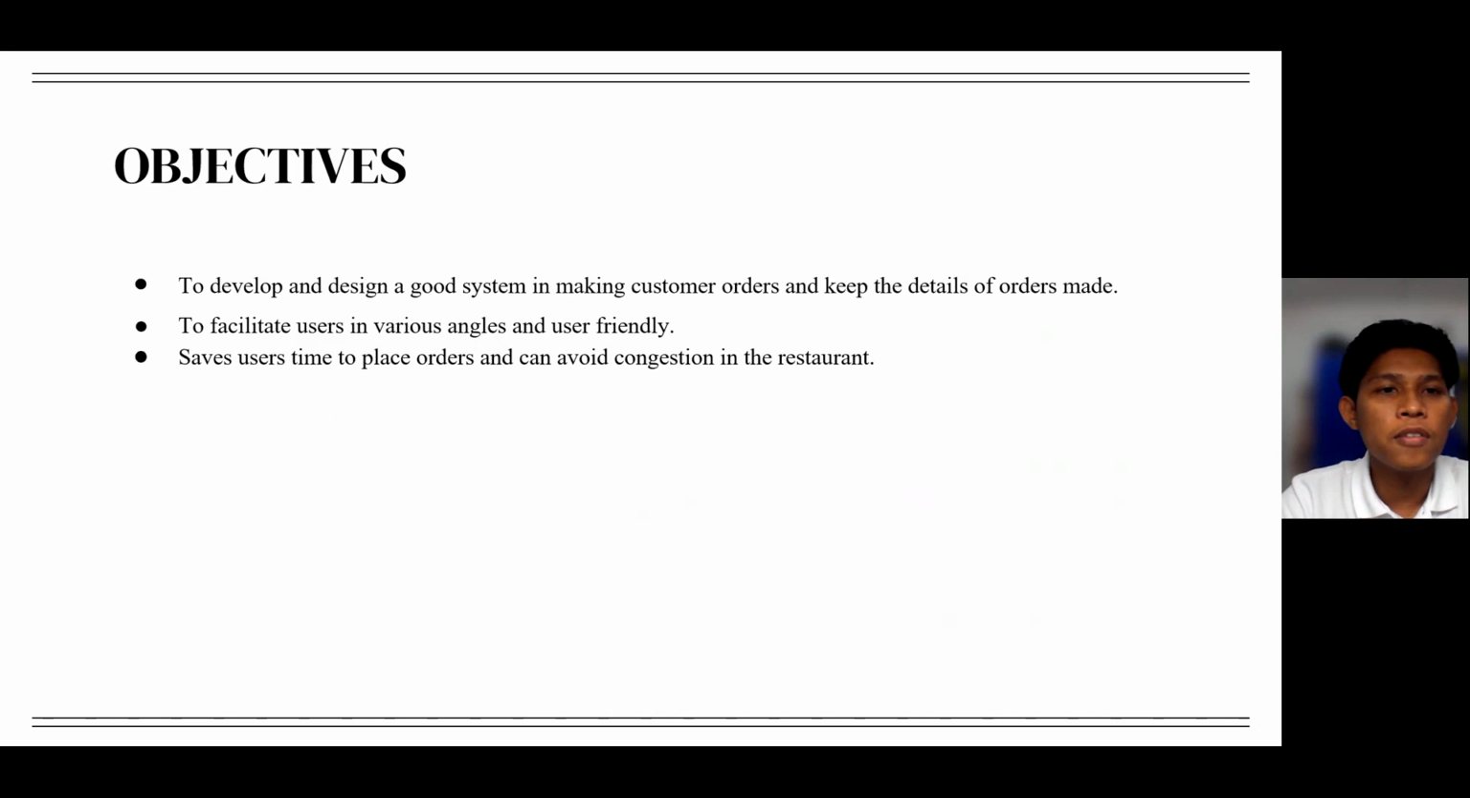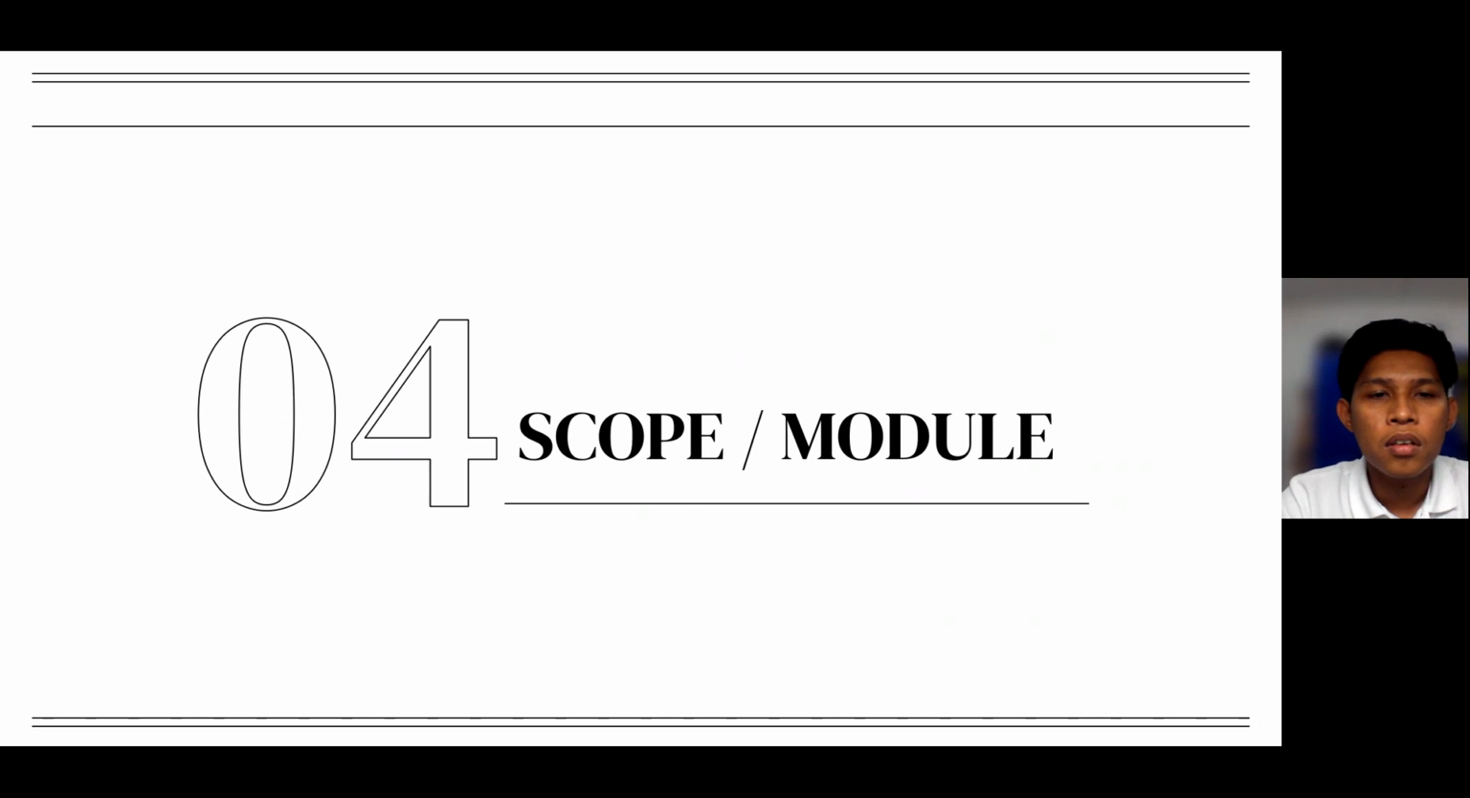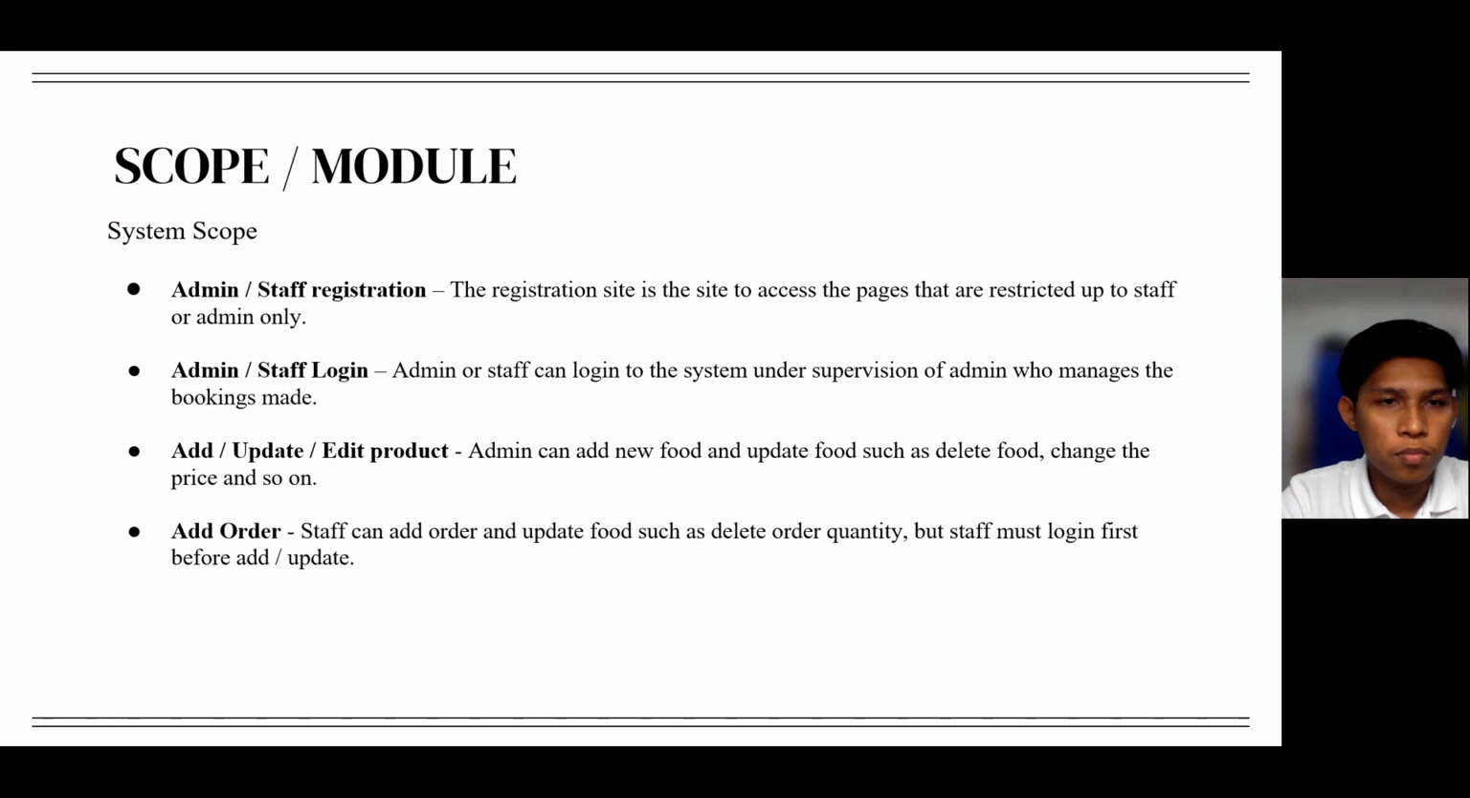So my system objective is to develop and design a good system in making customer orders and keep the details of orders made. Second is to facilitate users in various ways and be user-friendly. For the last, it is to save users' time to place orders and avoid congestion in the restaurant. So my system has a system scope and user scope.